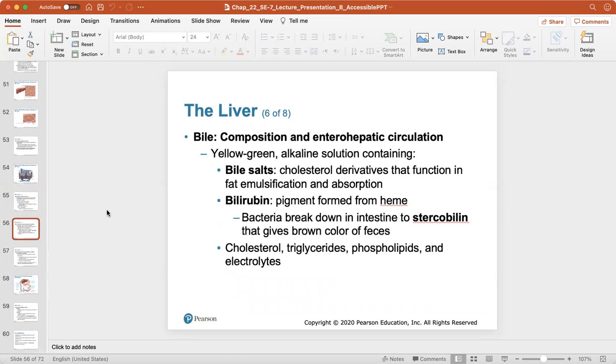Bile: its composition and enterohepatic circulation. It's a yellow-green substance. It contains bile salts and bilirubin. Bile salts function to emulsify fat and absorb fat. Bilirubin is formed from heme. It's broken down by bacteria in the intestine. And then you have cholesterol, triglycerides, phospholipids, and electrolytes.